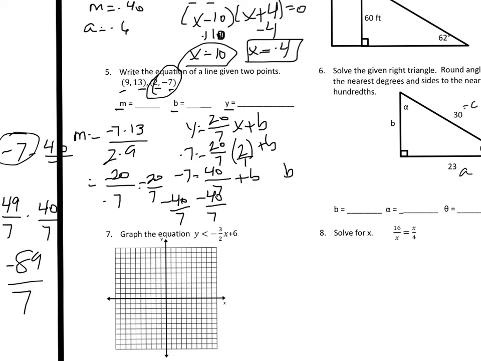So now I have b equals -89 over 7. Now 7, does that go into 89? It does not, so it stays as -89 over 7. So my slope here is 20 over 7. My y-intercept is -89 over 7, and my y equals m, which is 20 over 7x minus 89 over 7. So y equals mx plus b. There's the m, and there's the b.